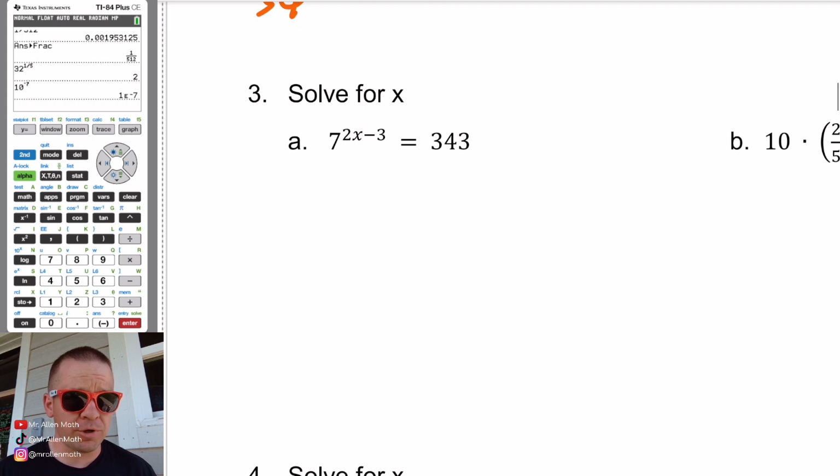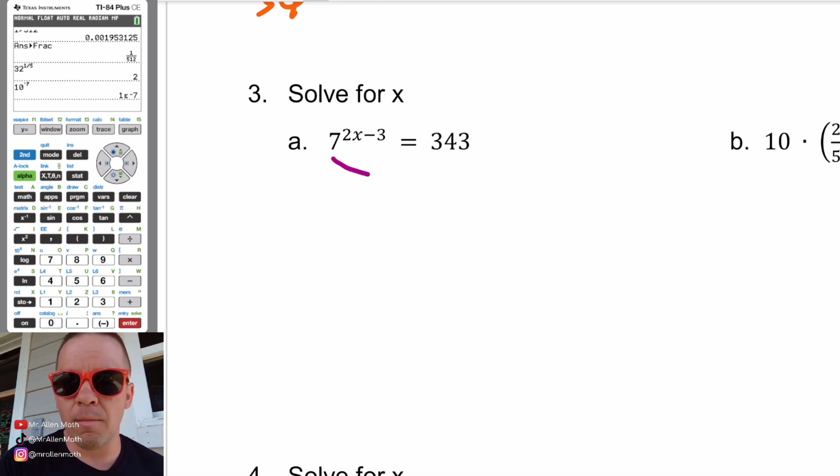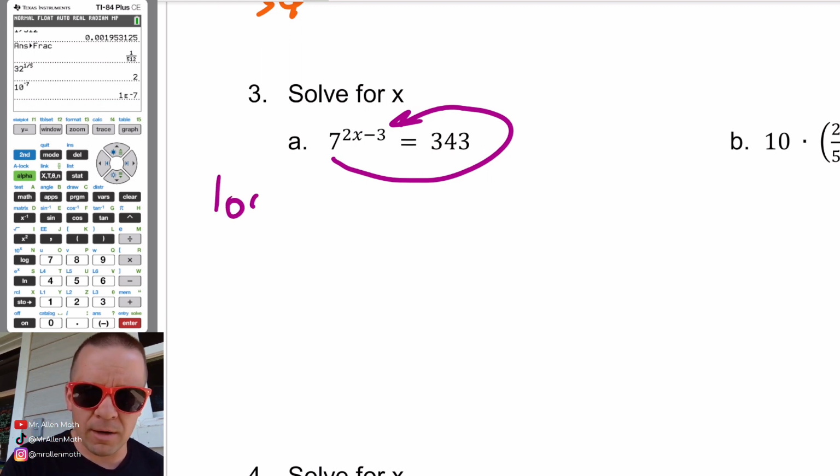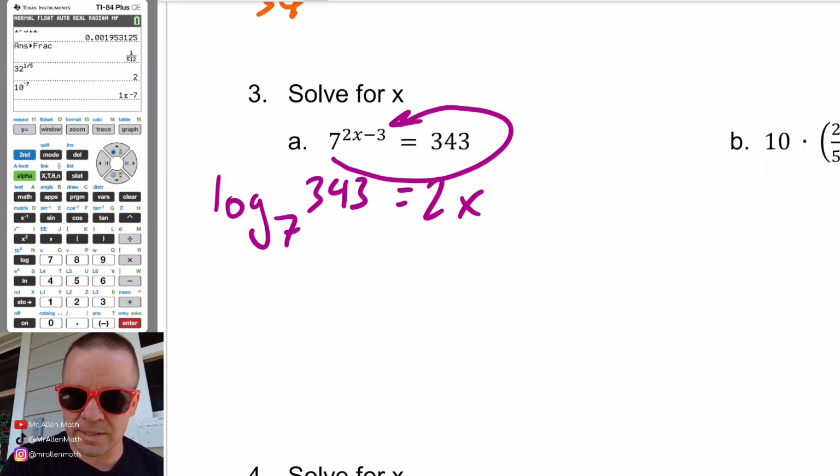It is the calculator portion, so I could just use logs here, right? I could write 343 as 7 to a power, potentially. I can. But we can also just loop and swoop this thing because it is the calculator portion. If it's non-calc, then you're going to want to rewrite it. So I'm going to have log base 7 of 343 equals 2x minus 3.